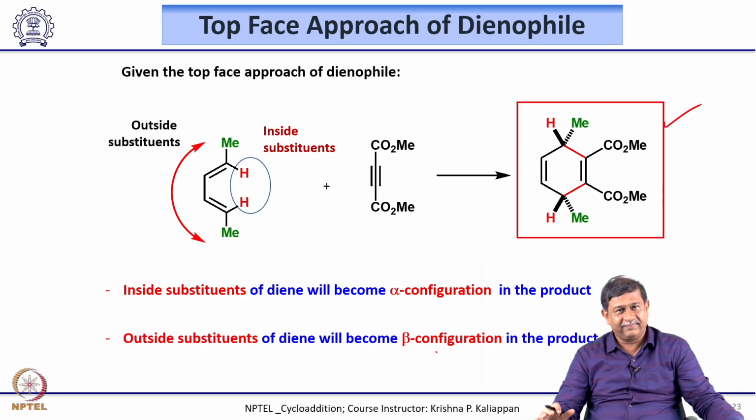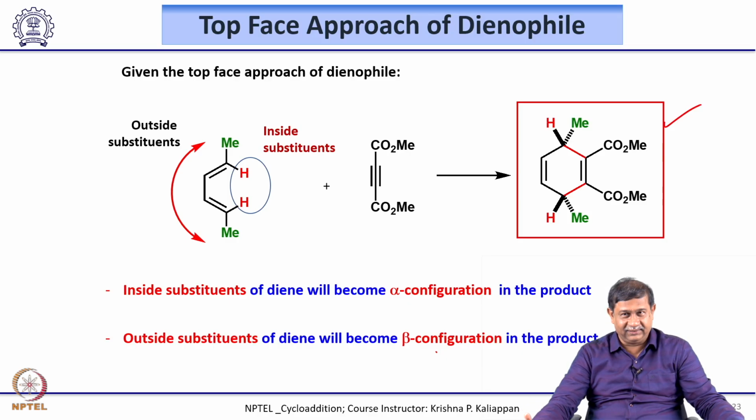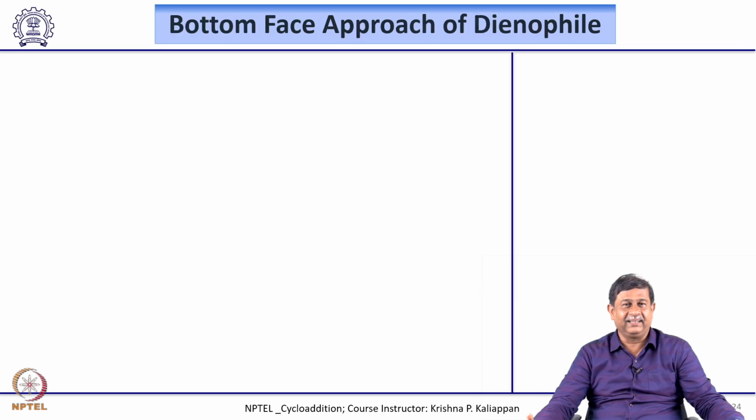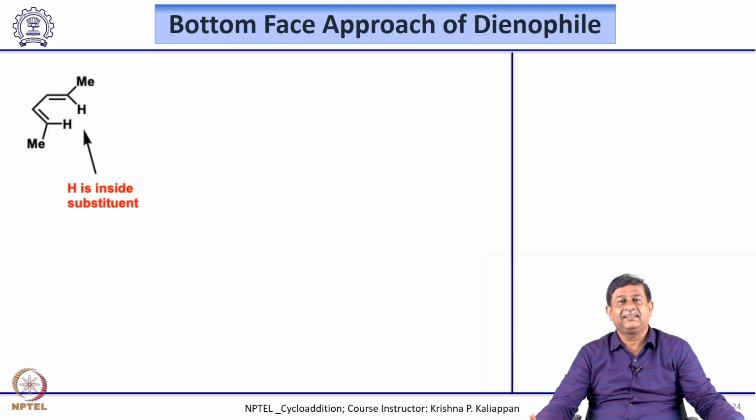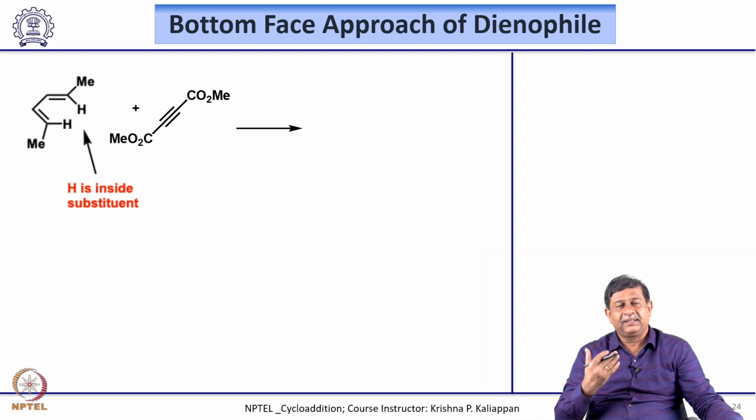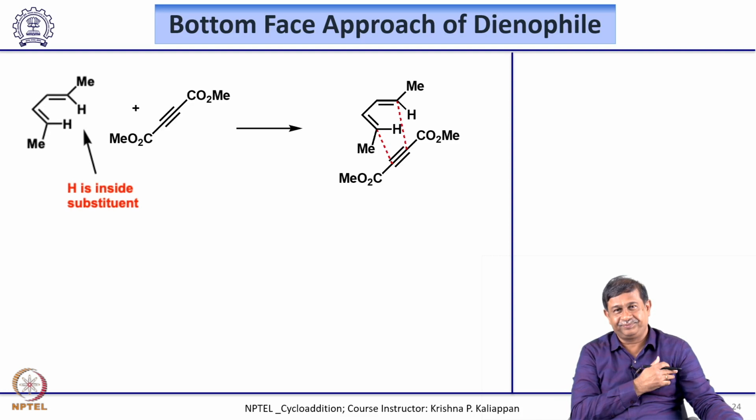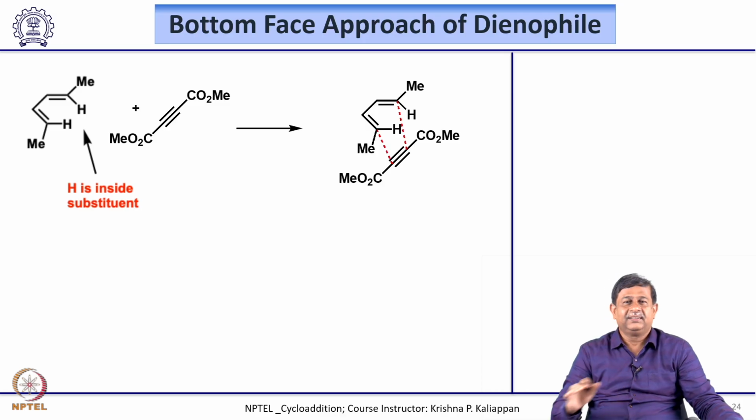Okay? And the structure will be like this. I have written this structure. How do you write it? Let us see like this. First, let us see the bottom face approach. You have drawn the diene like this, and it is in the plane. Now, the dienophile approaches the diene from the bottom face. Can you draw this transition state like this?